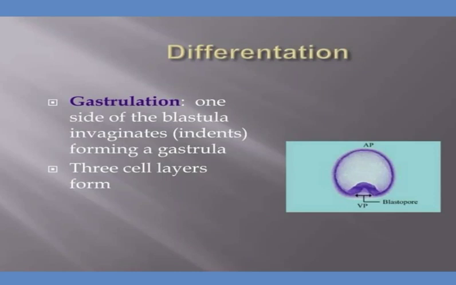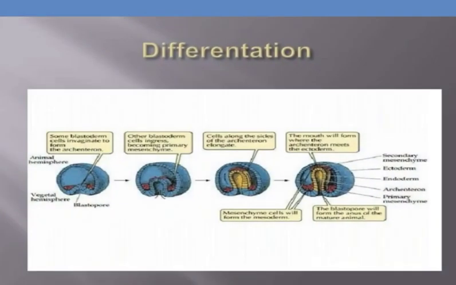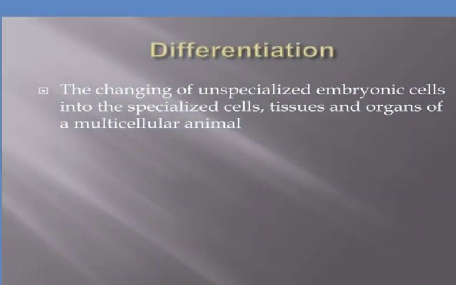In cell differentiation, the first event, that is gastrulation, one side of the blastula gets invaginated and forms a gastrula, and in this gastrulation 3 germ layers are formed, and these germ layers are known as endoderm, mesoderm and ectoderm. The differentiation means the changing of unspecialized embryonic cells into specialized cells, tissues and organs of a multicellular animal.